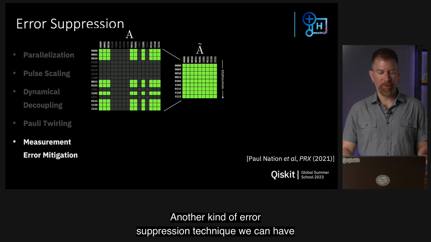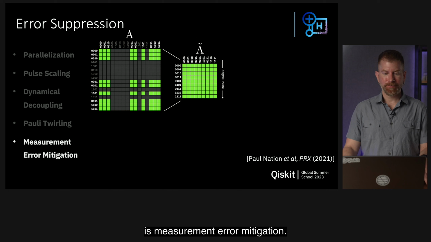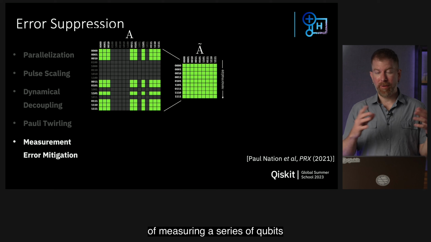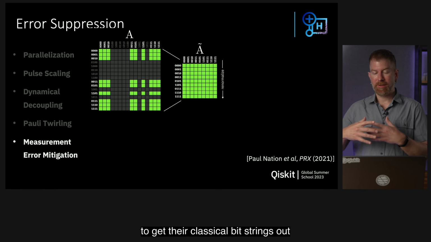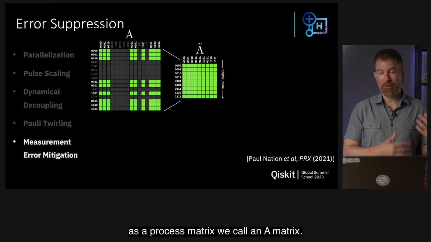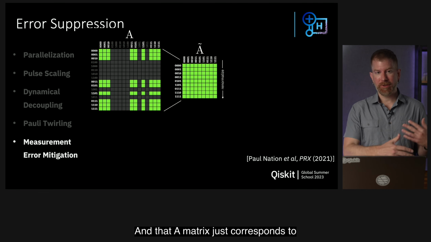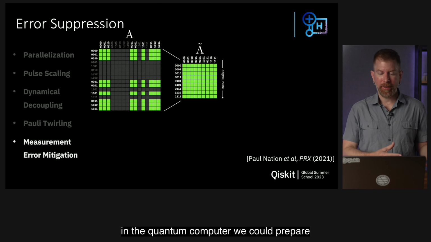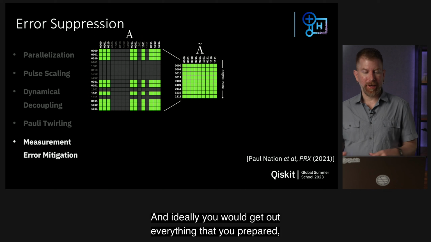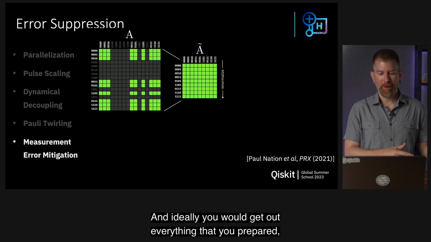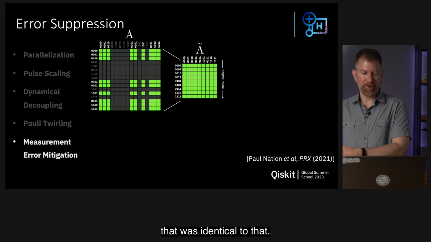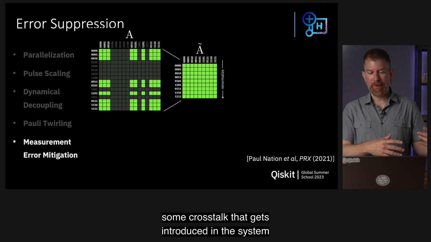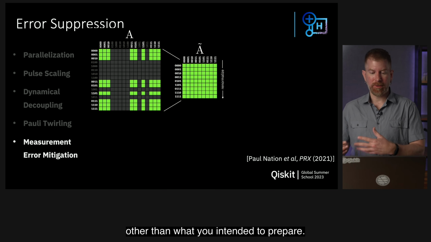Another kind of error suppression technique we can have is measurement error mitigation. Now, in order to understand measurement error mitigation, we can understand the process of measuring a series of qubits to get their classical bit strings out as a process matrix we call an A matrix. And that A matrix just corresponds to what are all the preparations of the qubits in the quantum computer we could prepare, and then what are all the measurements we get out. And ideally, you would get out everything that you prepared, you would get a corresponding measurement that was identical to that. But in practice, there will be some noise, some crosstalk that gets introduced in the system so that you might measure something other than what you intended to prepare.